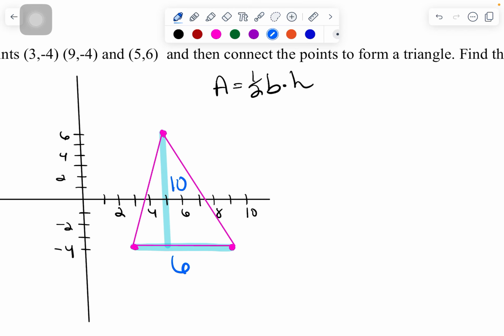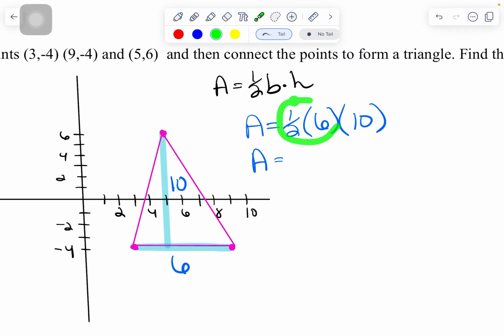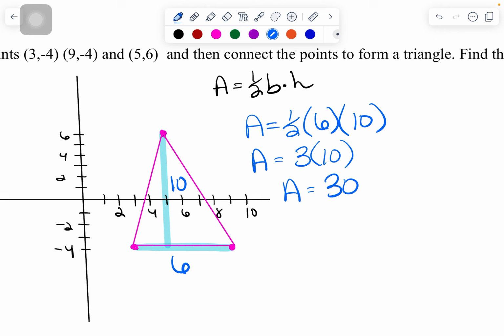All right, so after all that counting and the weirdness, the area is going to equal, there's my equal sign, 1/2 the base of 6 times my height of 10. All right, so here's the thing. Keep it simple. Half of 6, right? 1/2 of 6 is 3. And then 3 times 10, my area is 30.